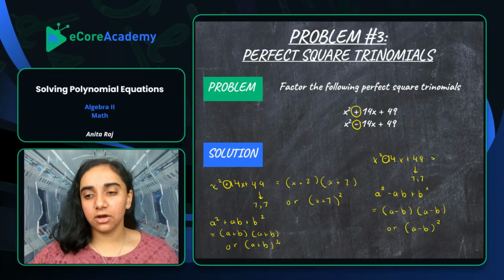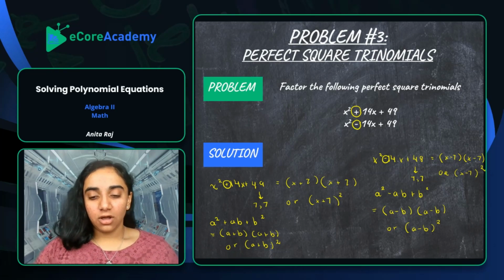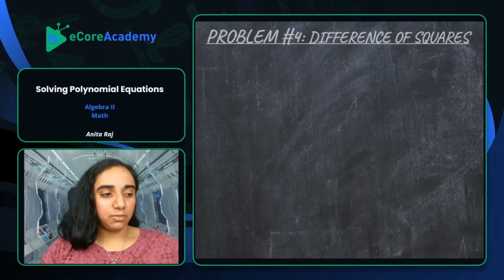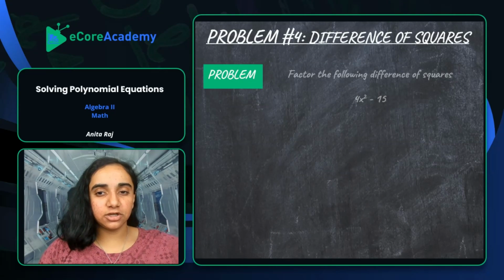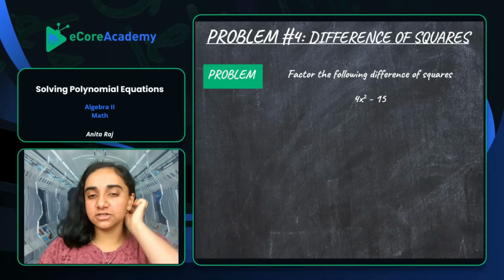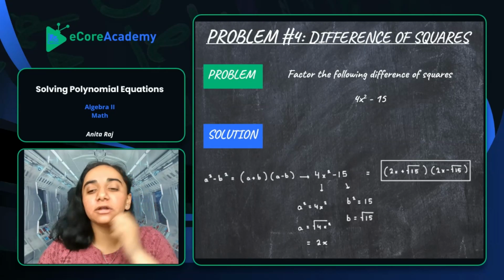So if we write this out, we're going to get x minus 7 times x minus 7, or you can just write it as x minus 7 squared. All right, that's done. Let's go to problem 4, difference of squares. So here's our problem, factoring the following difference of squares. Here's our solution pre-written for you.